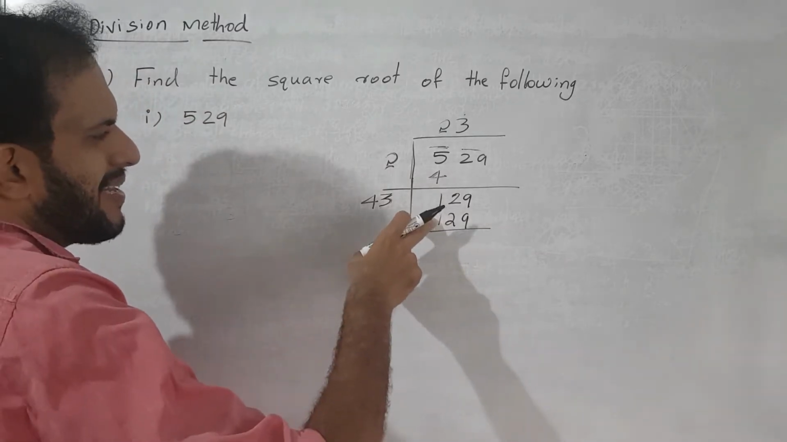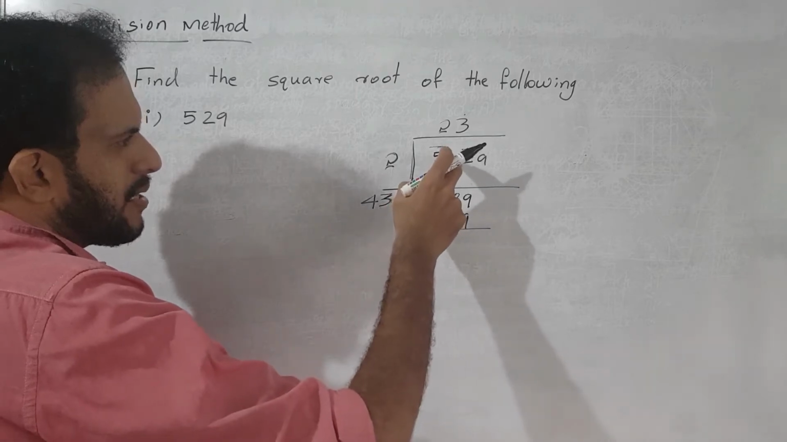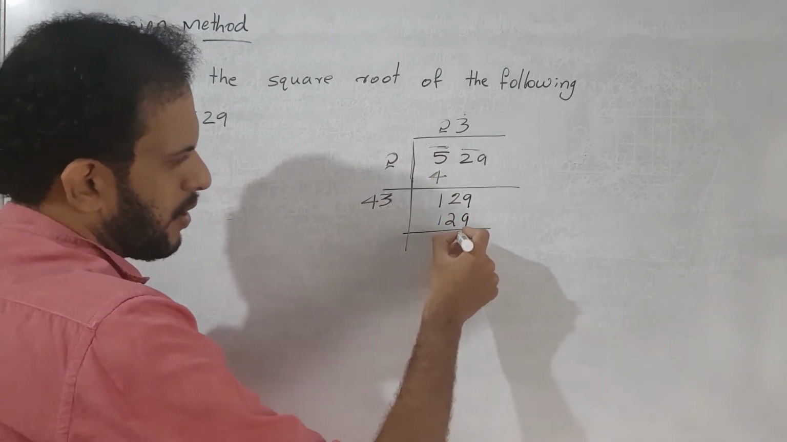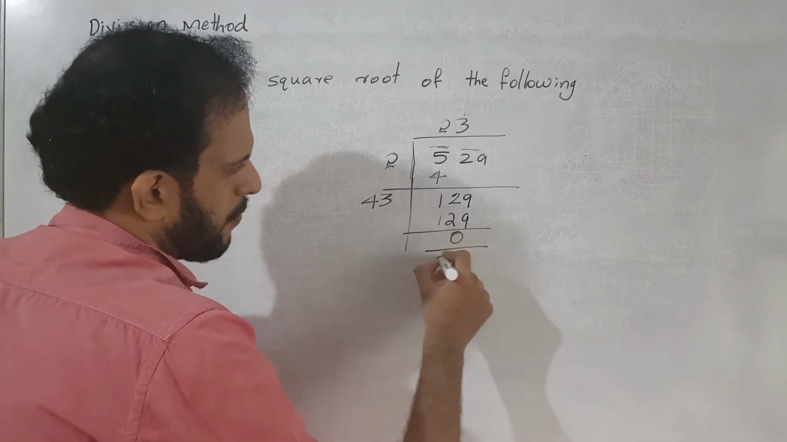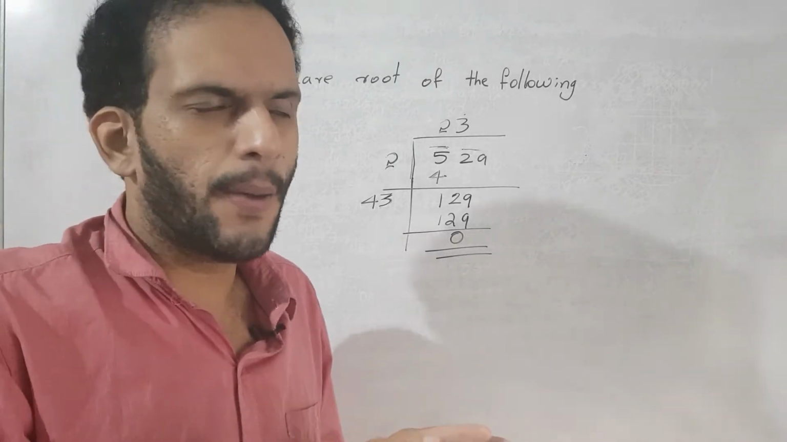That means we get the same number here, am I right? That means this one is a perfect square number. 529 is a perfect square number. Then we got the remainder 0. If we get the remainder 0, then we stop there, okay, we stop the process.